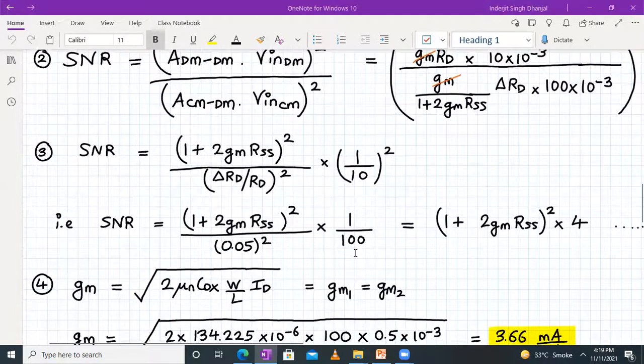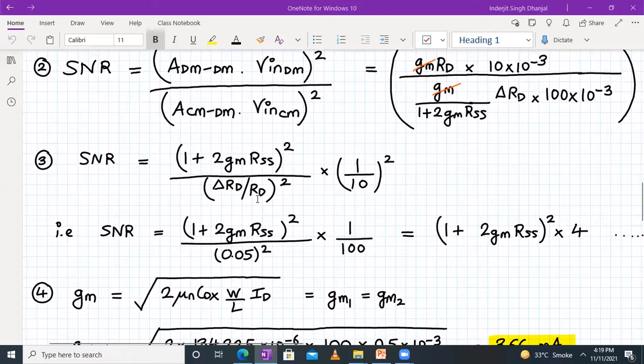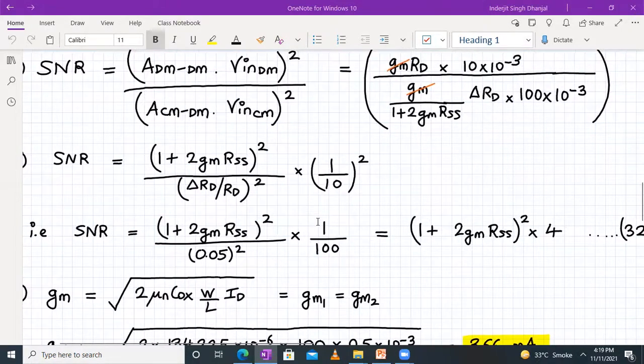Here delta RD upon RD value is given as 5%, that accounts to 0.05. So SNR will be 1 plus twice GM RSS, the whole square, divided by 0.05, the whole square, into 1 upon 100.